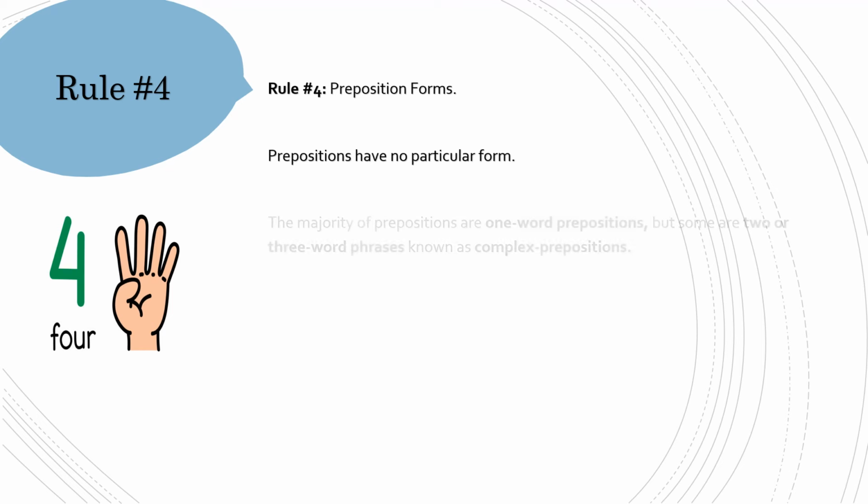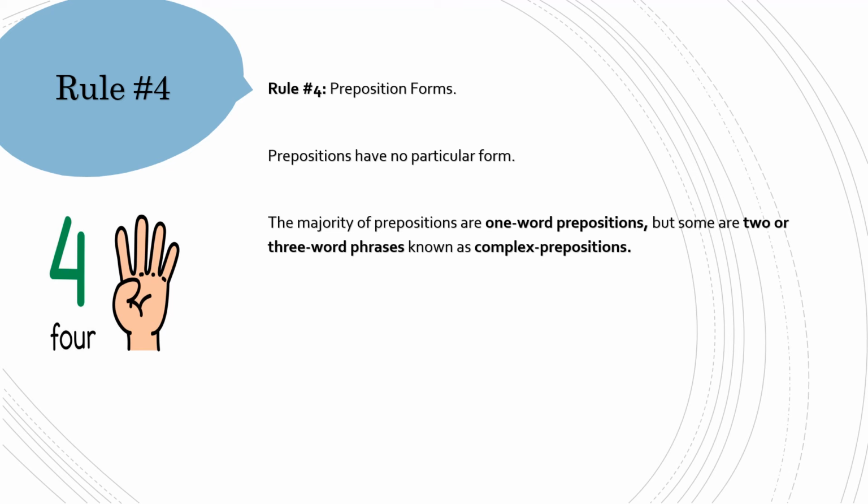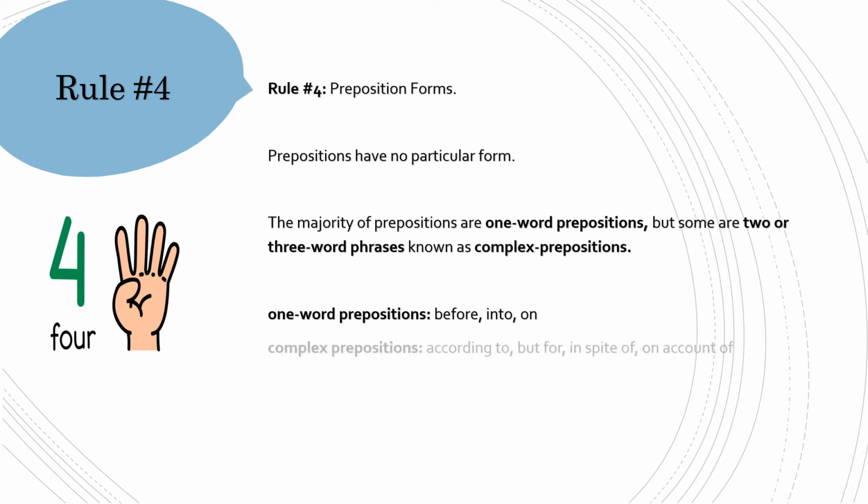Rule number 4, preposition forms. Prepositions have no particular form. The majority of prepositions are one-word prepositions, but some are 2- or 3-word phrases, known as complex prepositions. One-word prepositions: before, into, on. Complex prepositions: according to, but for, in spite of, on account of.